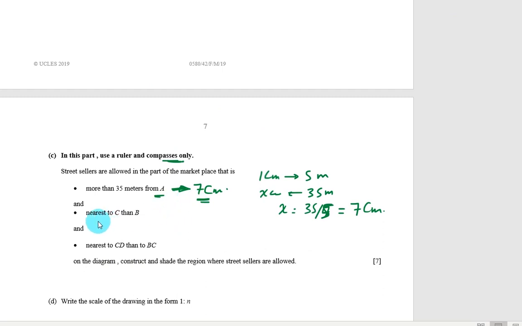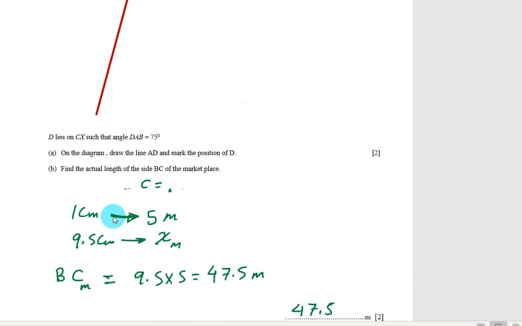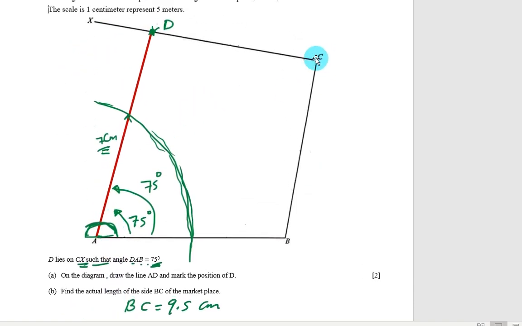Let us read the second part. The second part says nearer to C than B. So where is C? This is C. Where is B? This is B. So the area will be nearer to C than B. So I need now to find the midpoint of the line CB.